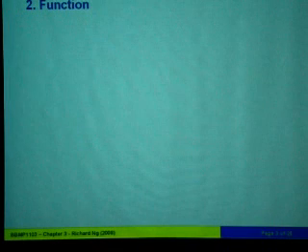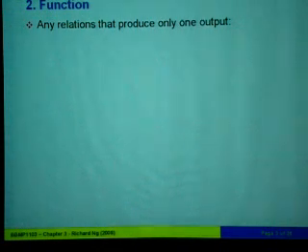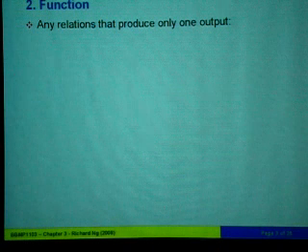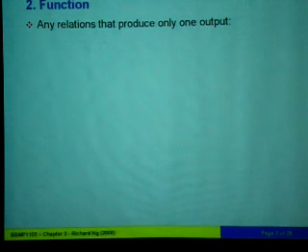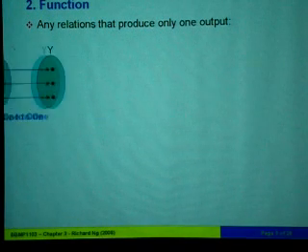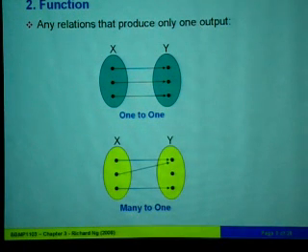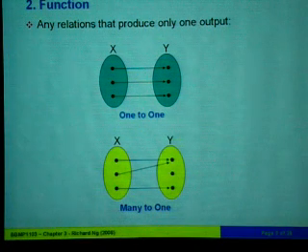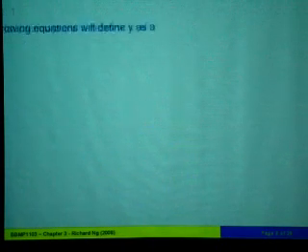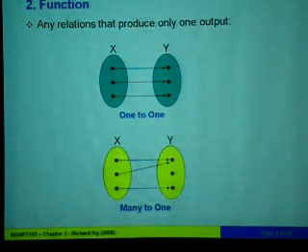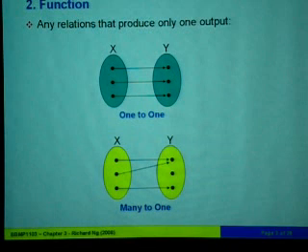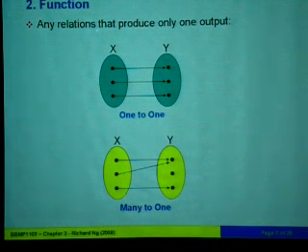Okay, what about function? A function consists of any relation that produces only one output. In the previous example, we have seen 4 types of relations. Out of the 4, only 2 produce what we call a function: one input produces one output, or many inputs produce one output. So in other words, any relation that produces only one output is known as a function. Okay?